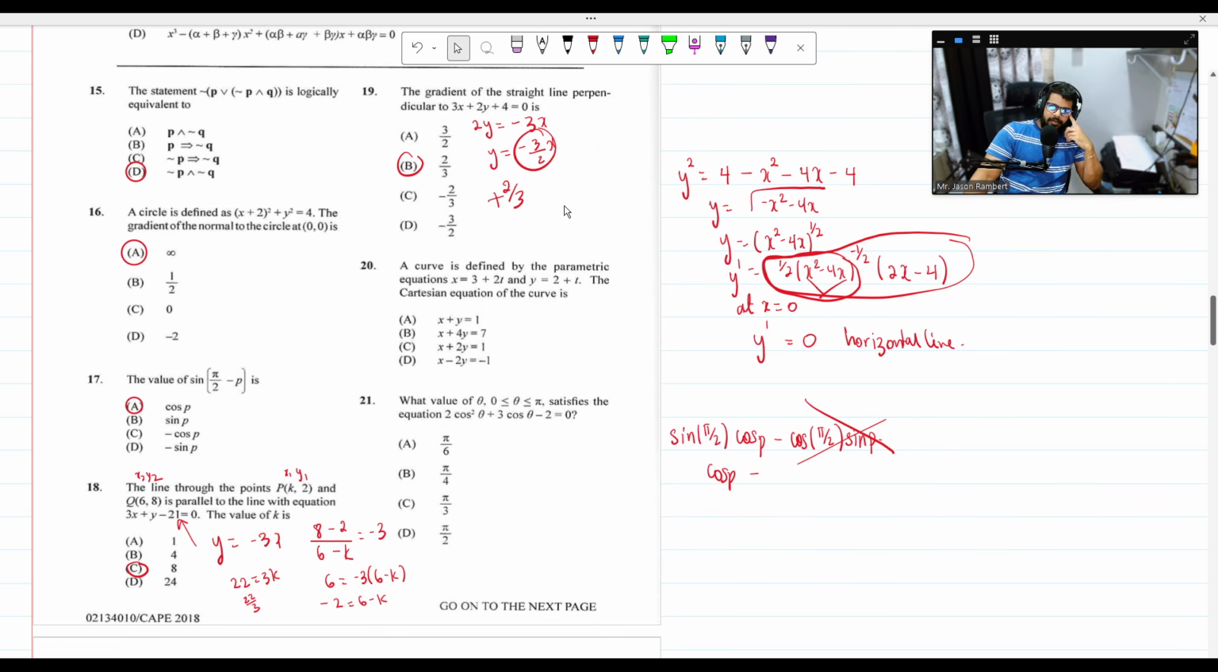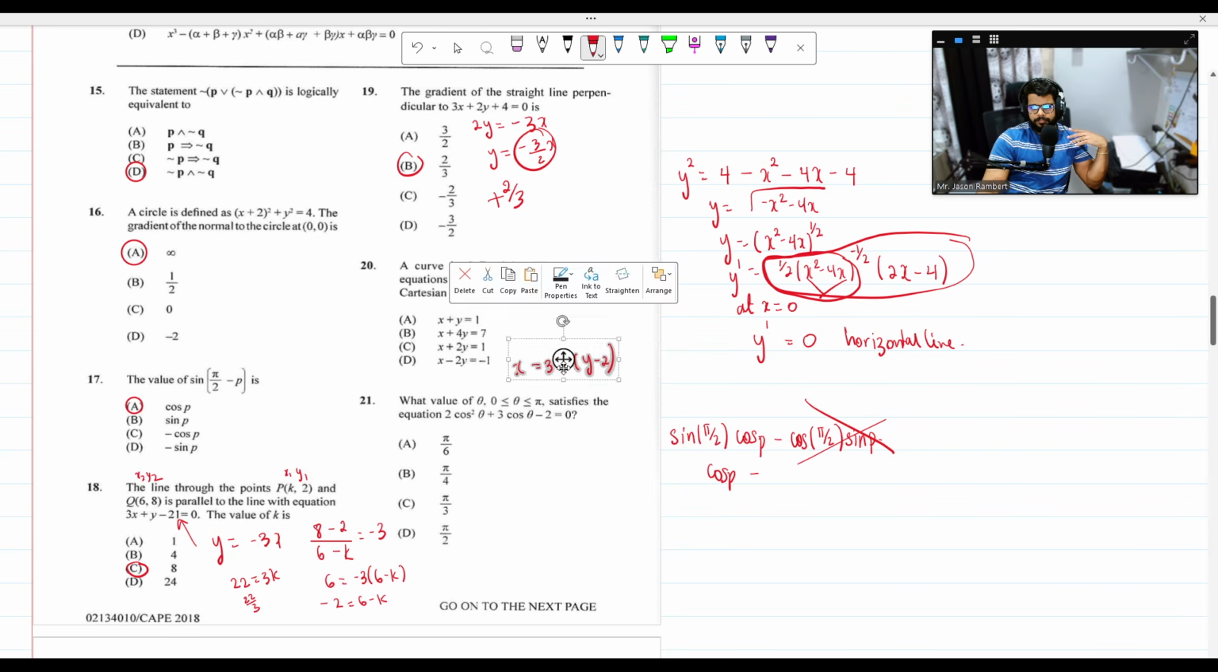A curve is defined by the parametric equations. The Cartesian equation of the curve is a substitution game. Let me solve for t. t is equal to y minus 2. Plug in t over here. x is equal to 3 plus 2 into y minus 2. Expand: 3 plus 2y minus 4.